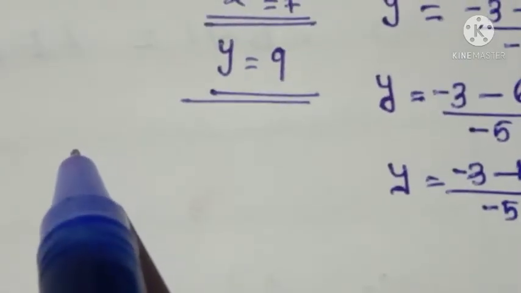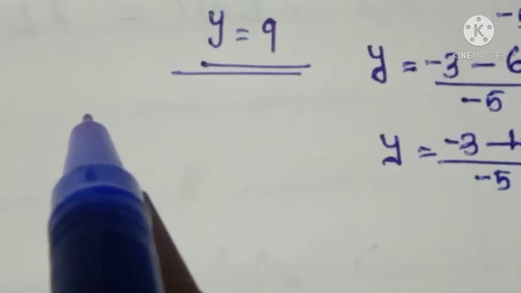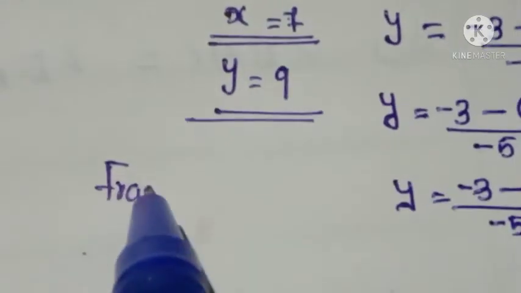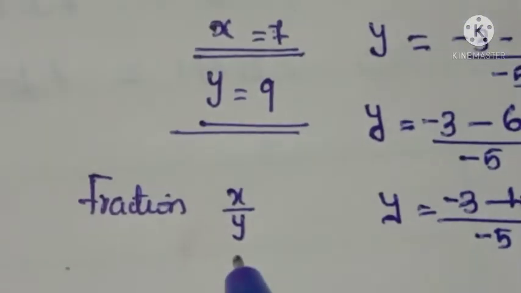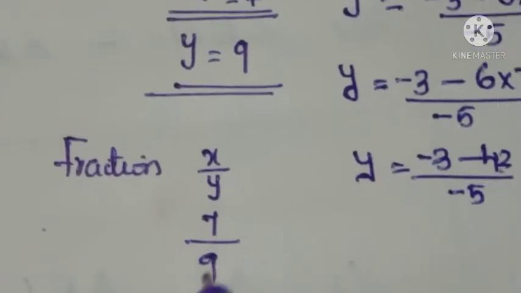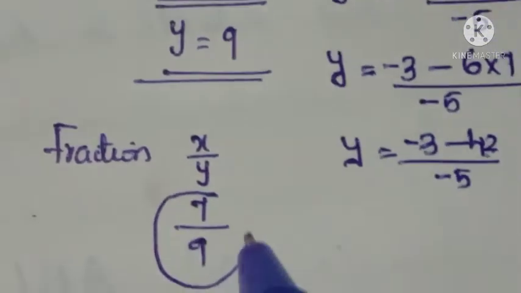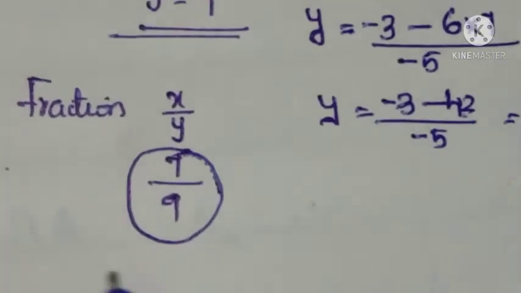Our question is, what is the fraction? So we consider the fraction as x by y. So x is 7, y is 9. So 7 by 9 is our required fraction.